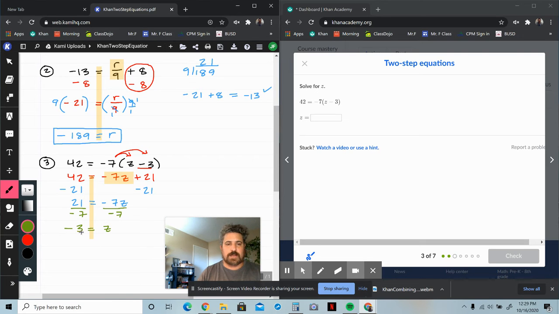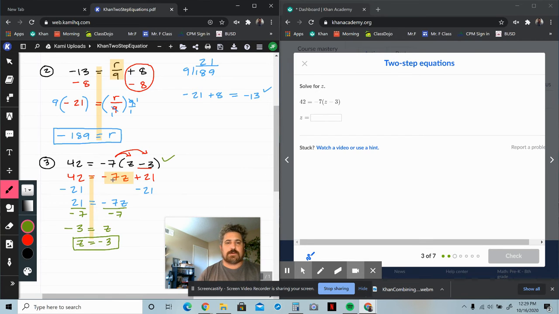So we know that if negative 3 equals z, it must also be true that z must be equal to negative 3. So it doesn't matter which side you have the variable on as long as you understand its value. So the answer is that z is equal to negative 3. Plug it in and check. Is negative 3 minus 3 times negative 7 equal to 42? Well, negative 3 minus 3 is negative 6. Negative 6 times negative 7 is positive 42. So that one's easy to check and it works. So our answer is going to be z is equal to negative 3.